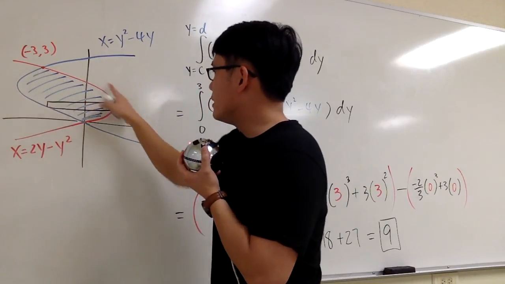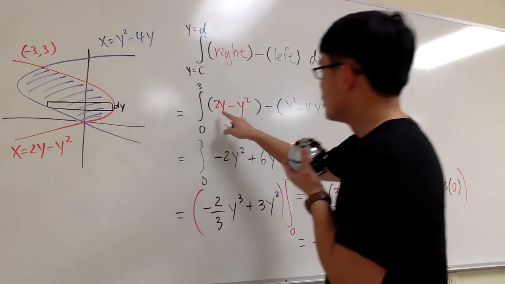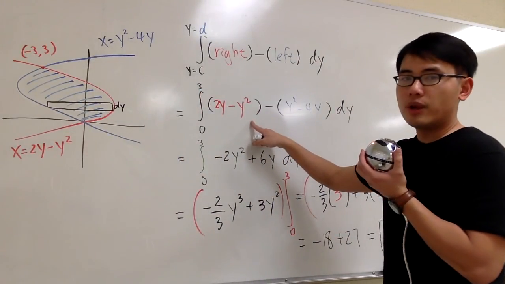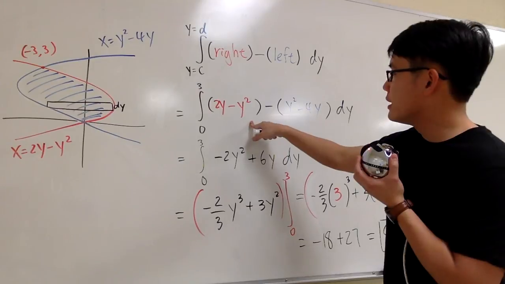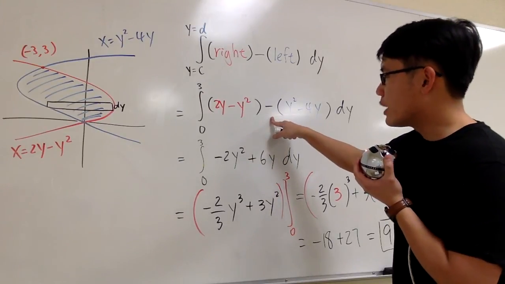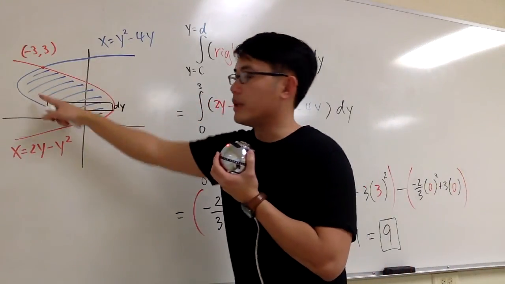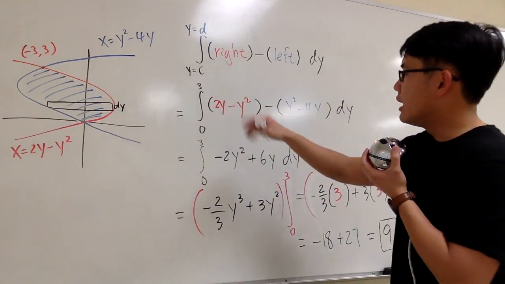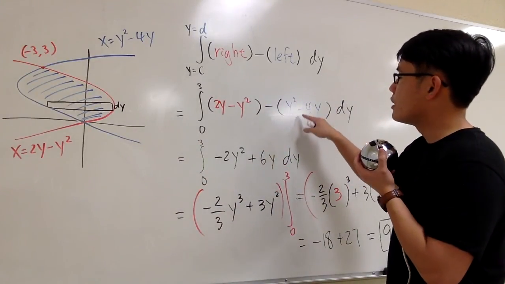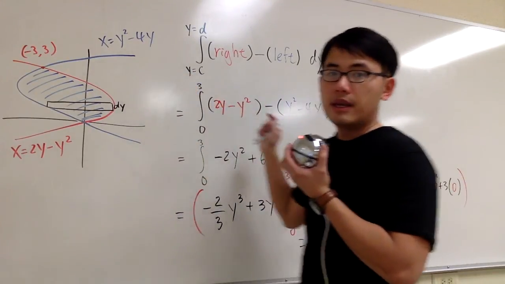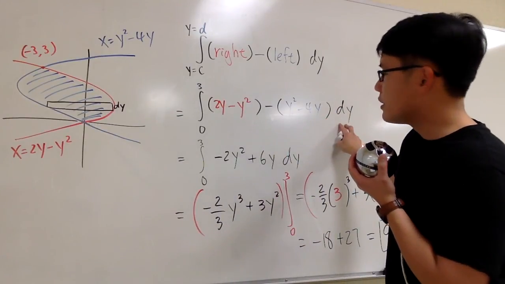So I'm going to set this up. This is going to be 2y minus y squared, the red curve, and then we will subtract the curve in blue, that's the one on the left. So subtract y squared minus 4y. And we have the dy right here.